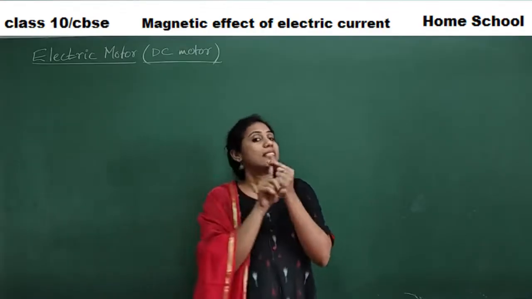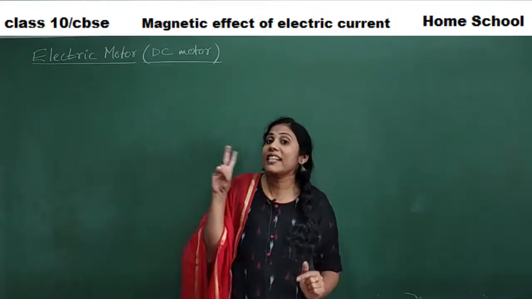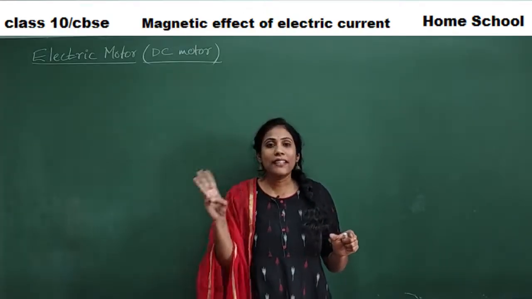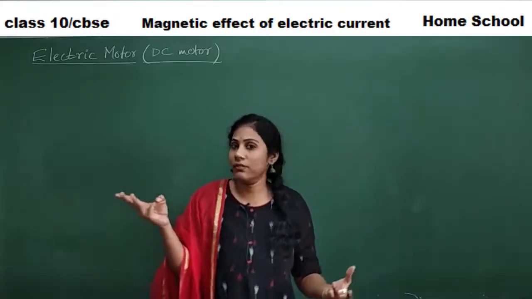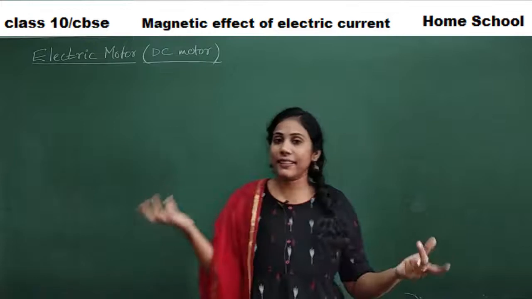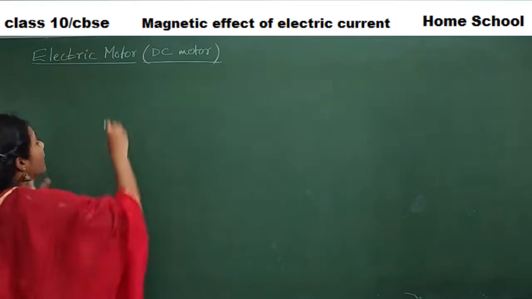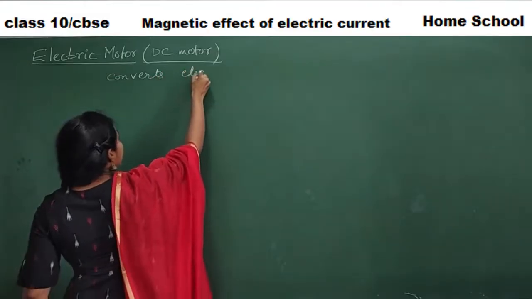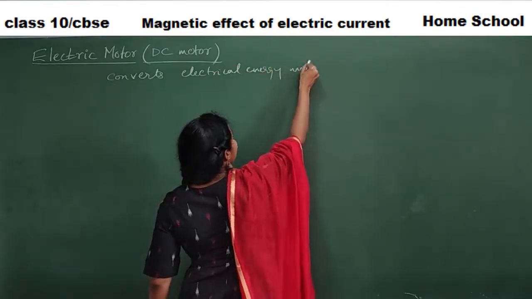First and foremost, we will study the principle involved in a DC motor, and later we will study the construction part, which is very important for the board examination. Finally, we will study how a DC motor works and where else it is used. Clear? Fine. So first, let us try to give a definition for an electric motor. What is an electric motor actually doing? This motor converts electrical energy into mechanical energy.